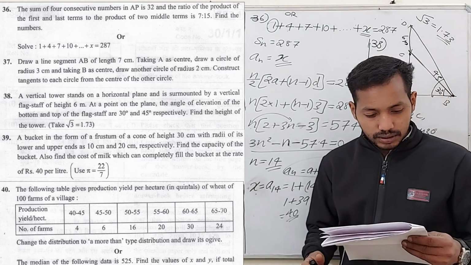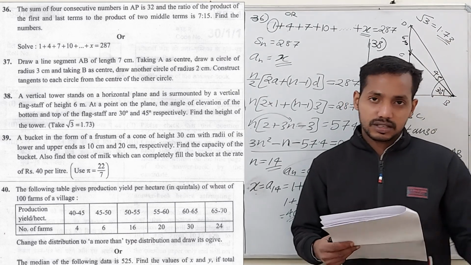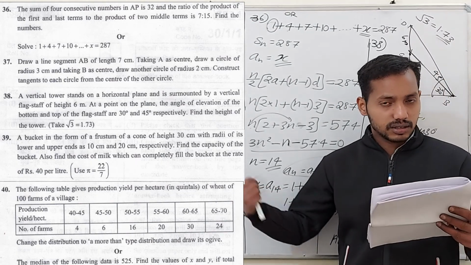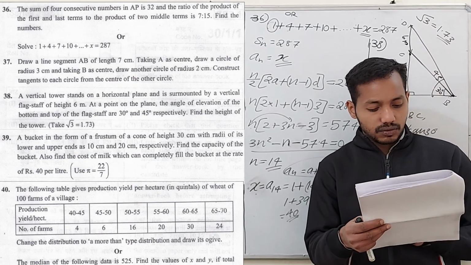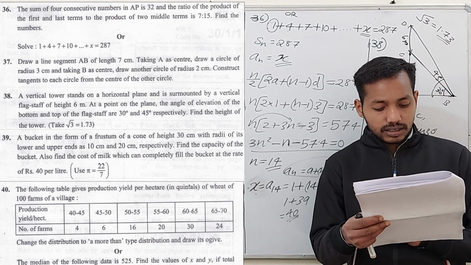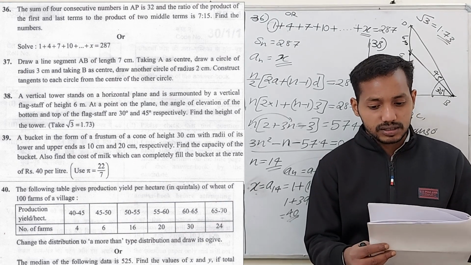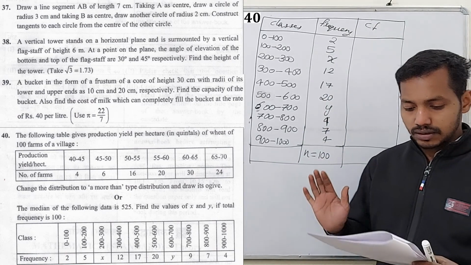Question number 39 is regarding the frustum of a cone. I am not going to solve it here. The question is there, you can see it. If you are interested, you can solve it yourself. Question number 40 is actually asked in the section of cumulative frequency curve, that is ogive. That is also deleted, so I am not going to discuss that one. The last question in this set we are going to discuss.